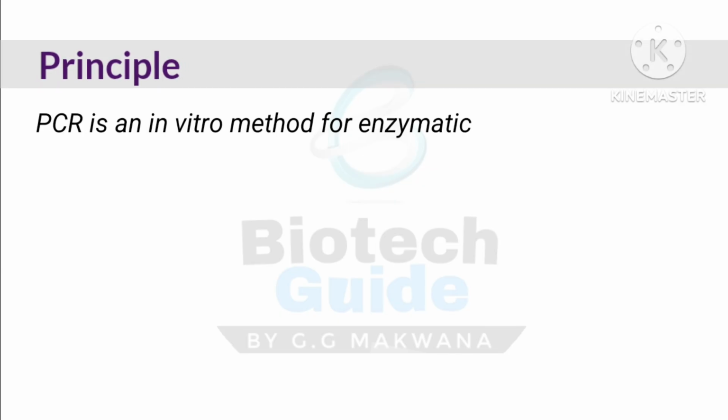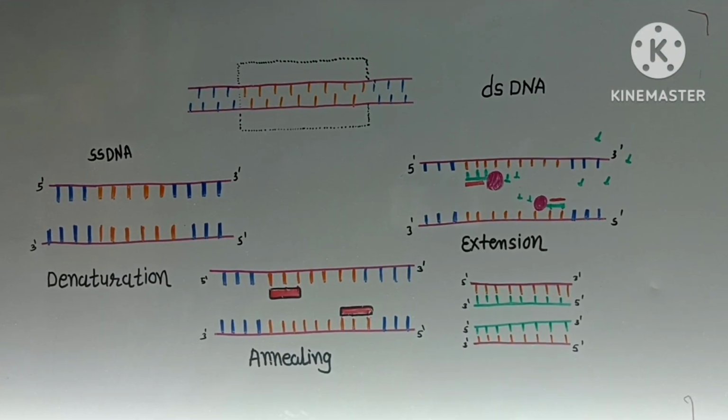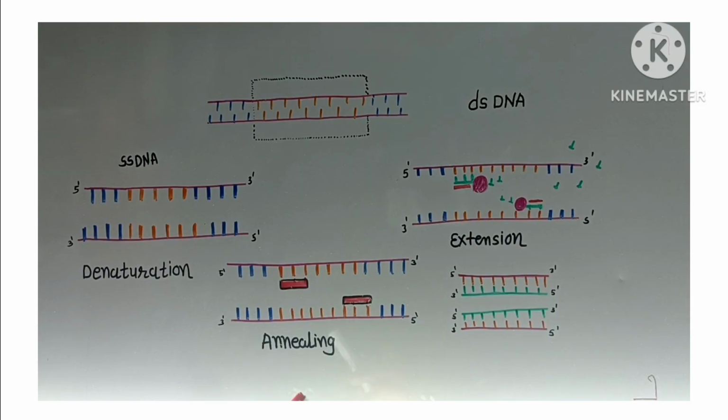Let us discuss the principle. PCR is an in vitro method for enzymatic synthesis of DNA. Here in vitro means always performed in a lab environment. Then enzymatic synthesis, so here one enzyme is used that catalyzes the whole process. That's why it is defined as enzymatic synthesis. Now let us understand with the simplest example.